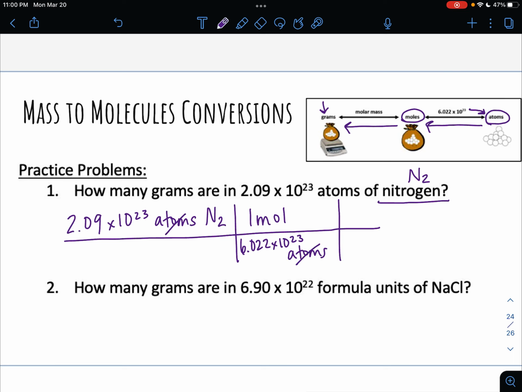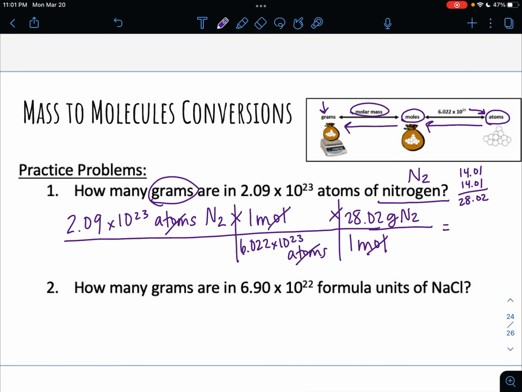So I've canceled out my atoms. Now I have a mole up top. So if I want to cancel that out, I have to put a mole on the bottom. And then I need to find the molar mass of N2. So that's 2 nitrogens. So I have 28.02 grams of N2 in 1 mole. Okay, so my moles have canceled. So now I'm left with grams, which is what I'm looking for. So I'm all done. Now I'm ready to use my calculator and calculate my answer.